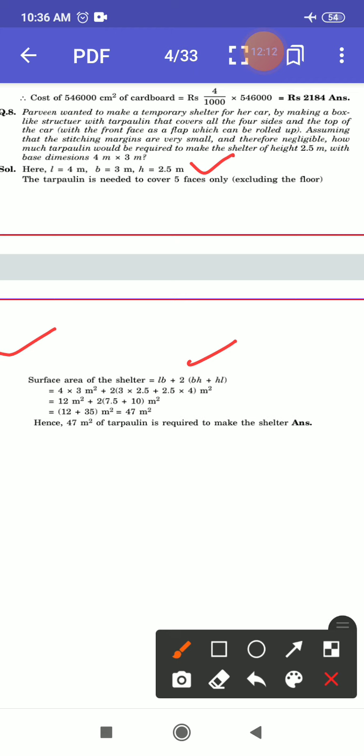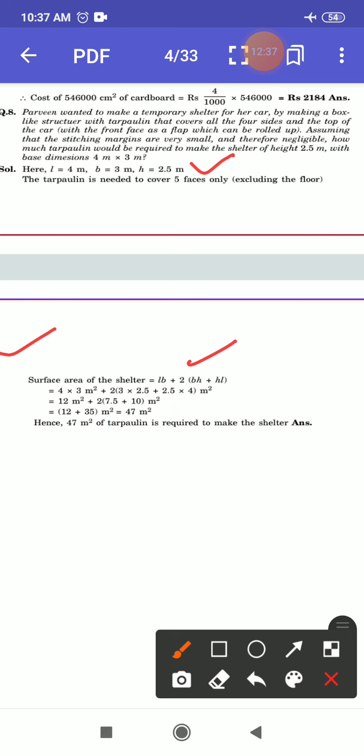Okay, so for 5 faces you have to use this formula, and then put in the values of L, B and H. For example, L is equal to 4, B is equal to 3, so 4 into 3 plus 2 into 3 into 2.5 plus 2.5 into 4, and then you have to calculate it and find the answer, and this answer is 47 meter square.